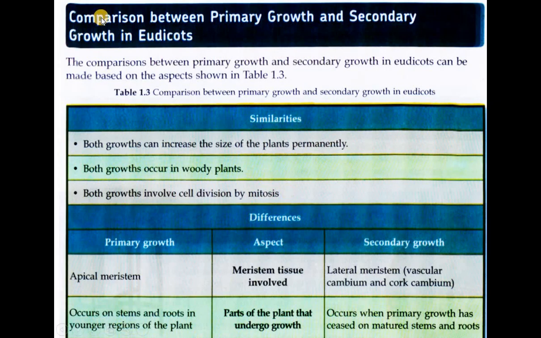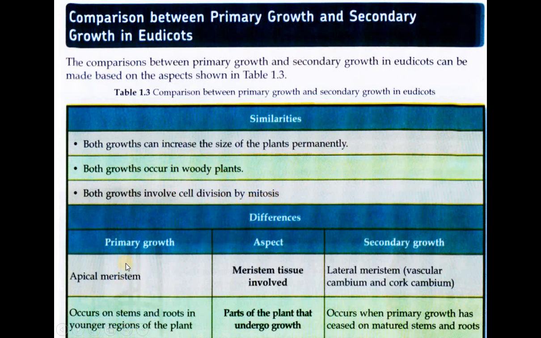Now we go to the comparison between primary growth and secondary growth in eudicots. So you should know the similarities and also the differences between the primary growth and the secondary growth. The similarities: both growths can increase the size of the plants permanently. Both growths occur in woody plants. Both growths involve cell division by mitosis.